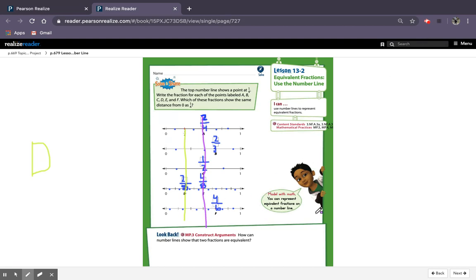And this guy here says, model with math, you can represent equivalent fractions on a number line. So for this, equivalent fractions by using multiple number lines and just lining all of them up. I am going to erase this now. So just pause it if you need to.